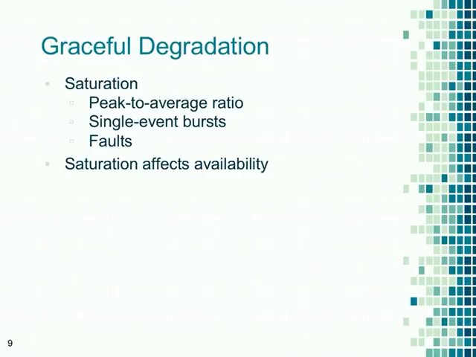Also, there are single event bursts, which are times that the site could experience more traffic than normal. There are also some faults that are not independent, such as power failures or natural disasters. The nodes that didn't fail will become saturated and the overall DQ value will drop. The big thing to take away here is that graceful degradation is managing how the availability is affected by saturation and how we can decide how that saturation will affect the uptime, the harvest, and the quality of the services being provided.